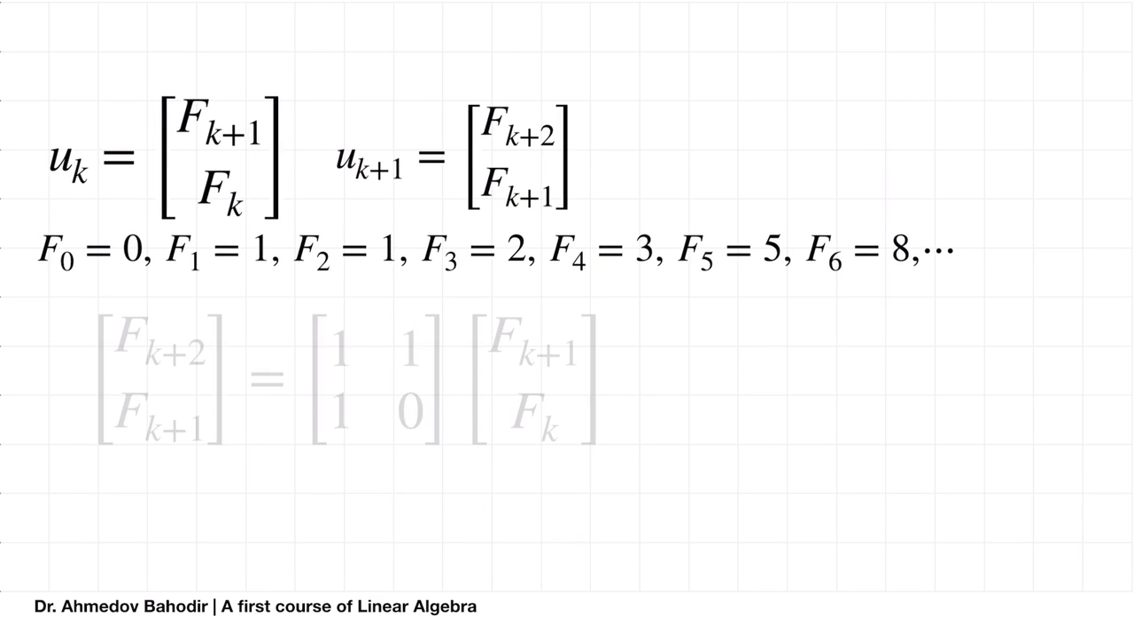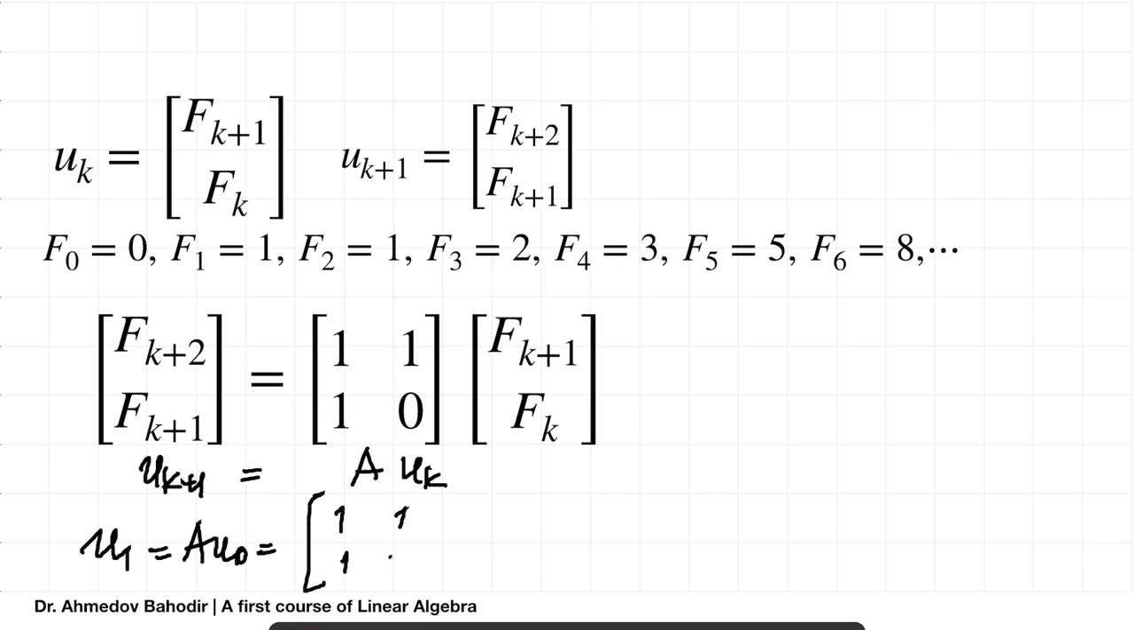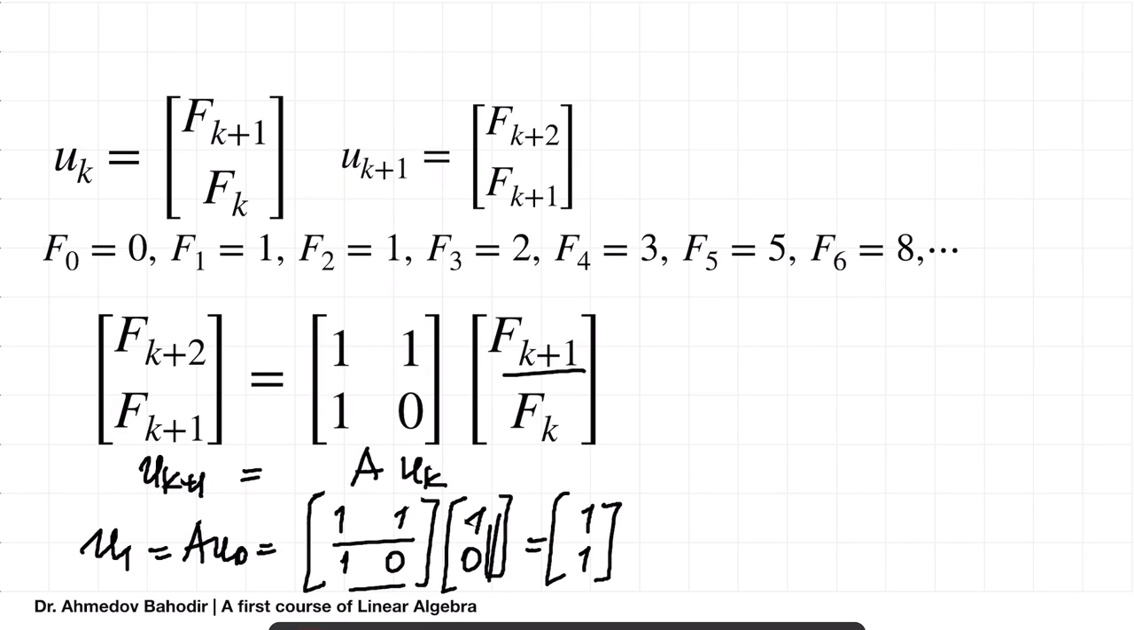So essentially, we've got this matrix equation, and we're now going to use it to try to understand how we can find uk. So let's do this. uk plus 1 is equal to A times uk. For example, what's going to be u1? u1 is going to be A times u0, which is equal to 1, 1, 1, 0 times u0, which contains fk plus 1, so essentially f1 and f0, which is like 1 and 0. If you multiply this row by this column, you're going to get 1. And if you multiply this row by this column, you're going to get 1 again. So you see, you've got the pair of Fibonacci numbers, 1 and 1.